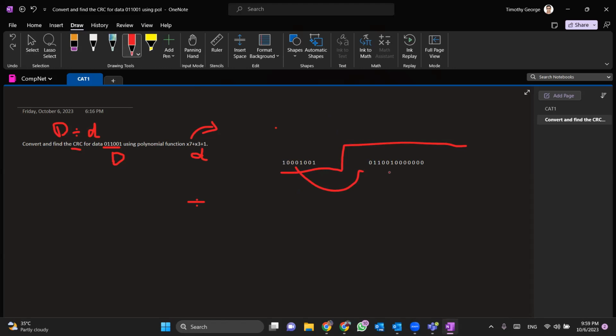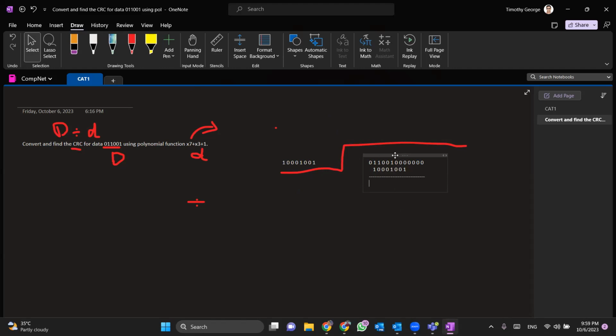Right? So, undo. Let's just copy the divisor. So 1, 0, 0, 0, 1, 0, 0. Yeah, then you have that. So that's the first step.